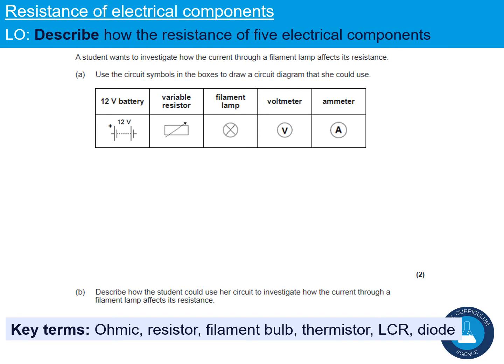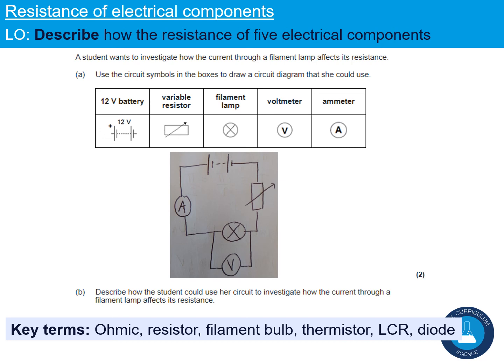A student wants to investigate how the current through a filament lamp affects its resistance. Use the circuit symbols in the boxes to draw a circuit diagram that she could use. So again, that is the experiment that we just looked at. It should look something like this, and there are a few crucial things where those 2 marks have come from. The first mark is to have the battery, the ammeter, the lamp, and the variable resistor all in series. And the second mark comes from having the voltmeter in parallel. And again, if this question was asking for something other than a filament lamp, you would just replace this component with whichever component you were investigating.